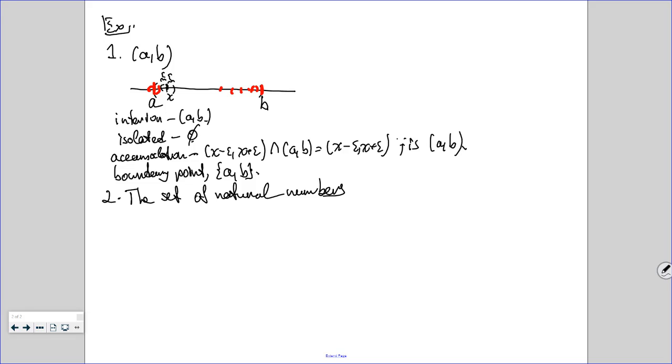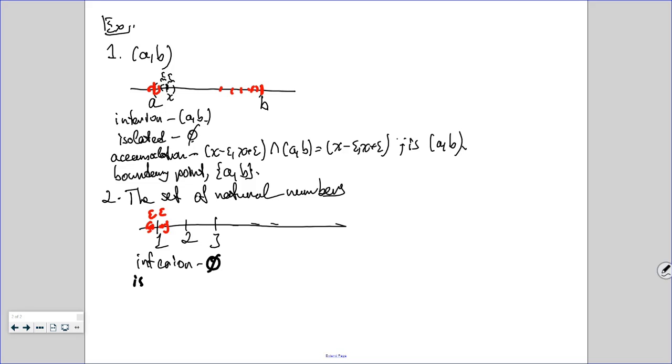Remember that those are the numbers 1, 2, 3, and so on. Now let's find the interior point. To find the interior point, it means that the neighborhood of the point should be inside this set. But if we take the neighborhood of 1, let's say an epsilon neighborhood, we see that those points are outside the natural numbers. Therefore, the interior of the natural numbers is the empty set.